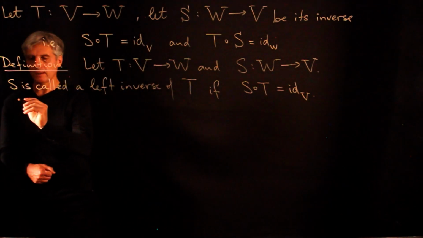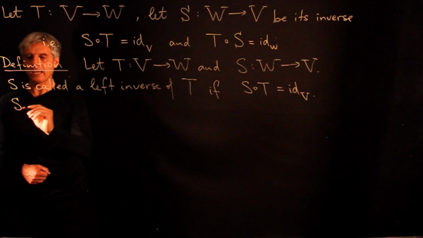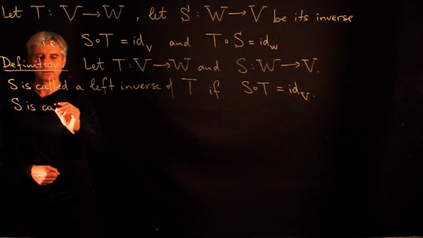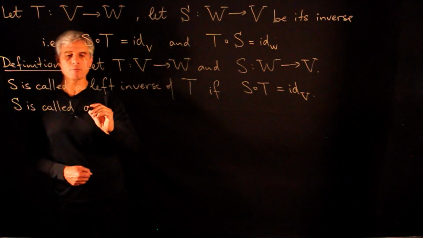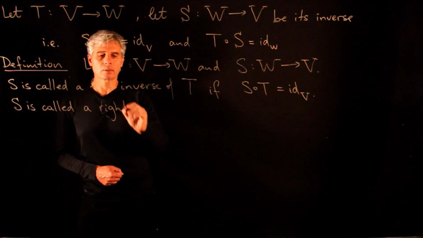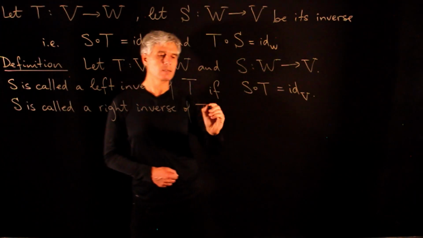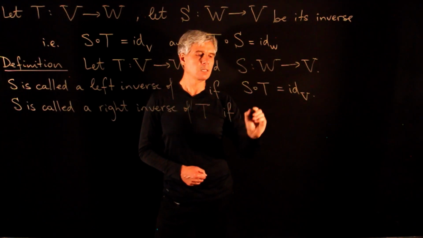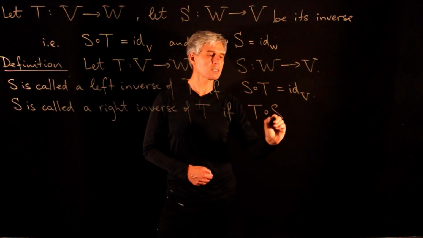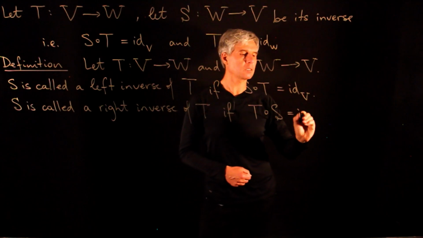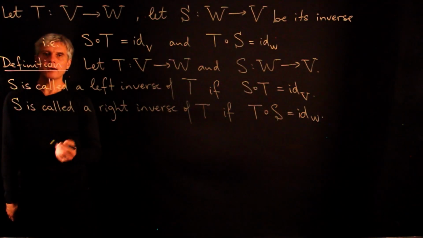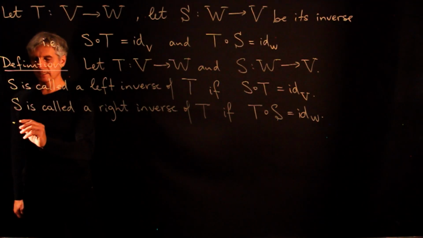And similarly, S is called a right inverse of T if T composed with S is the identity transformation of W. Now, let us look at the following example.